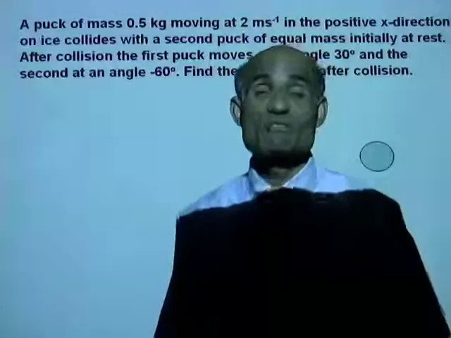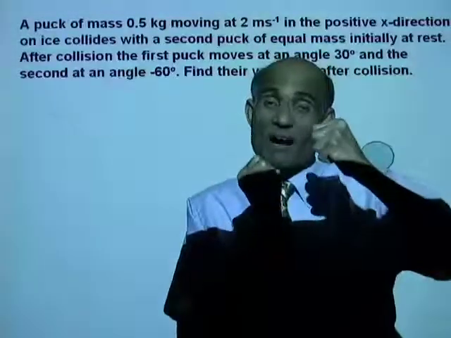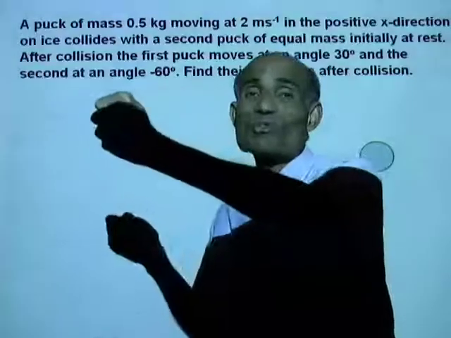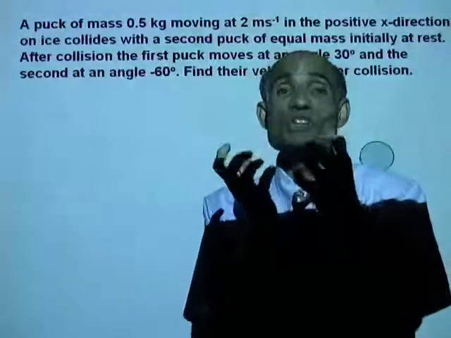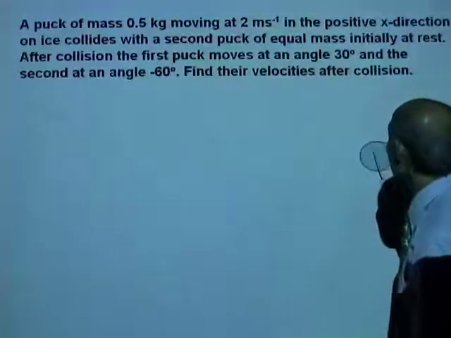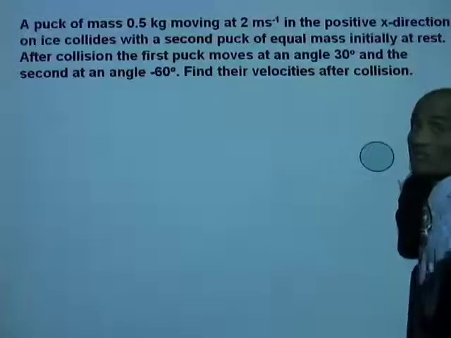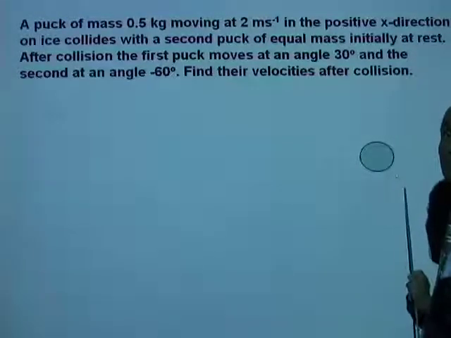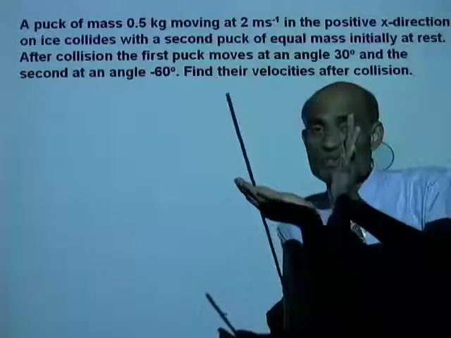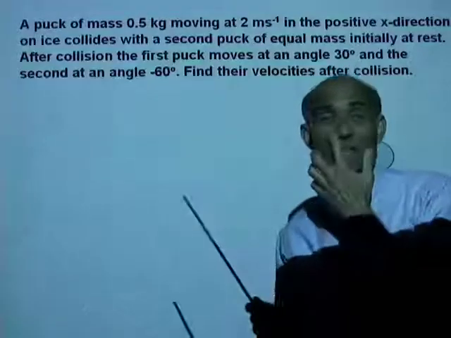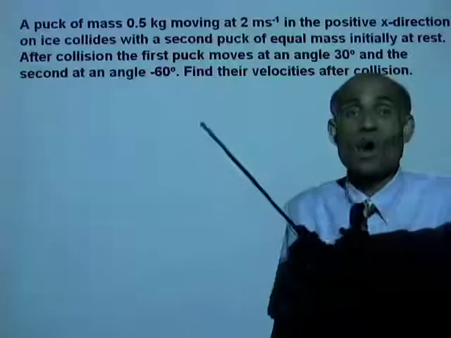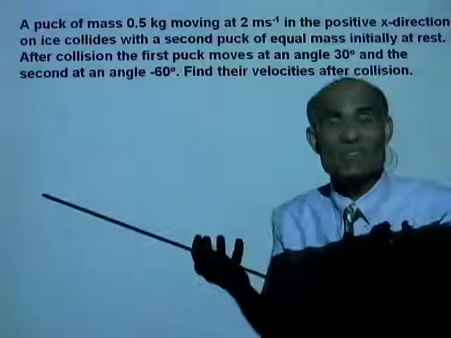There is one thing that you need to know. If after collision the two objects move away at right angles, it indicates that the collision is elastic. So in this case, if you notice, the first puck moves away at an angle 30 degrees and the second puck moves at an angle negative 60 degrees, means the angle at which they move away from each other is 90 degrees. Therefore, the collision of the two hockey pucks on the ice is elastic.